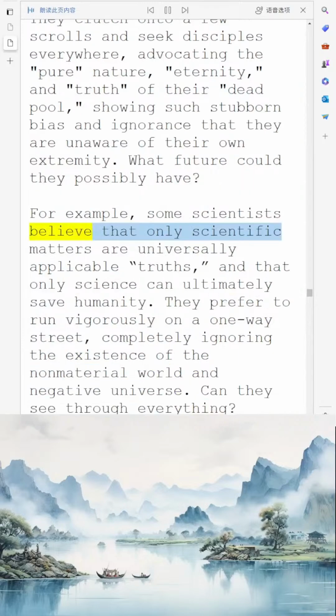Some scientists believe that only scientific matters are universally applicable truths, and that only science can ultimately save humanity. They prefer to run vigorously on a one-way street, completely ignoring the existence of the non-material world and negative universe. Can they see through everything?